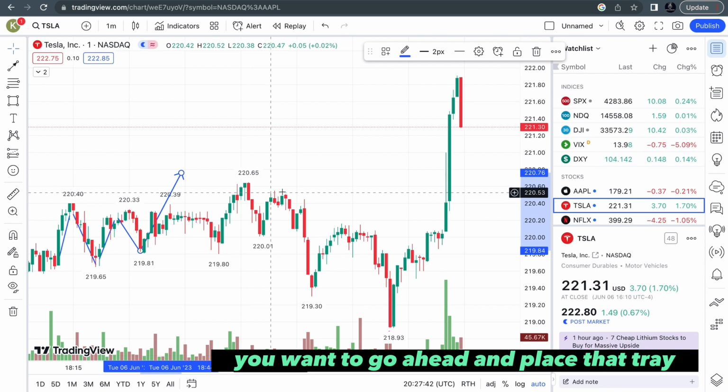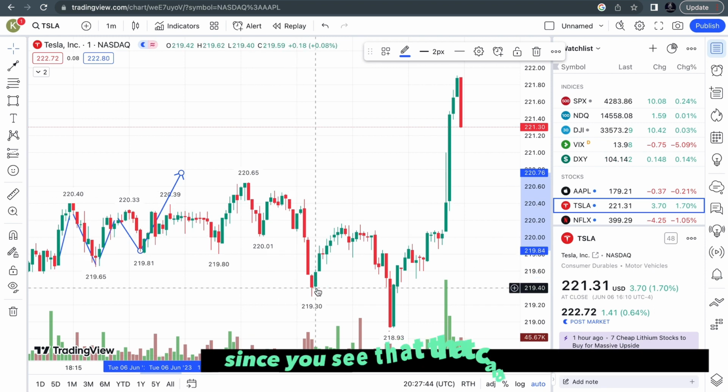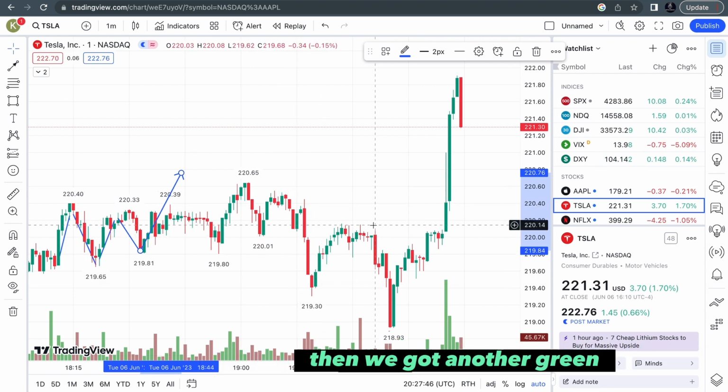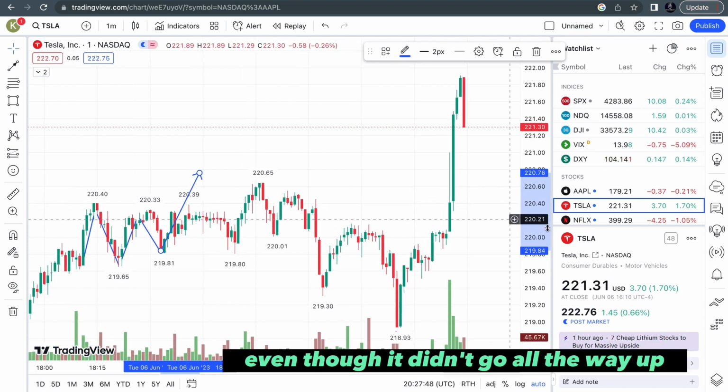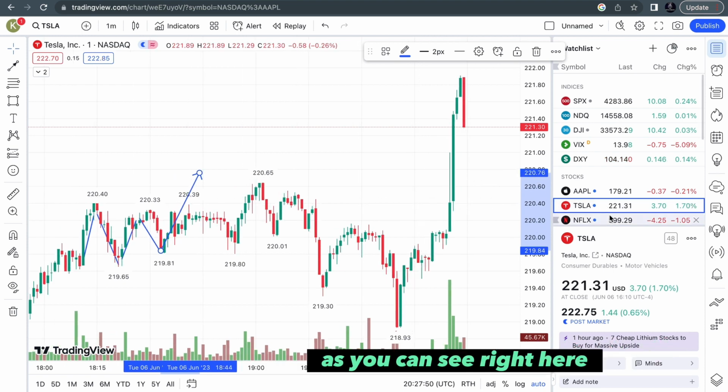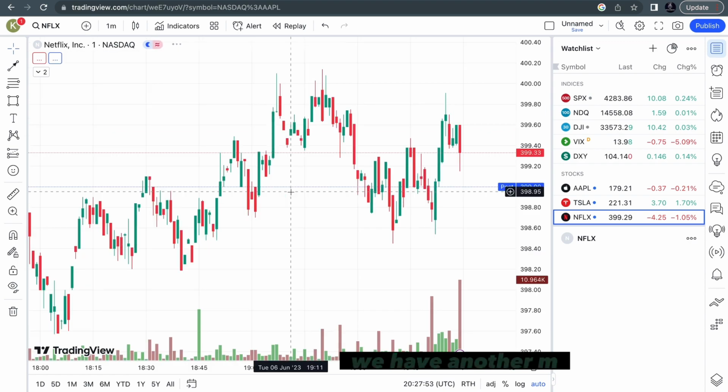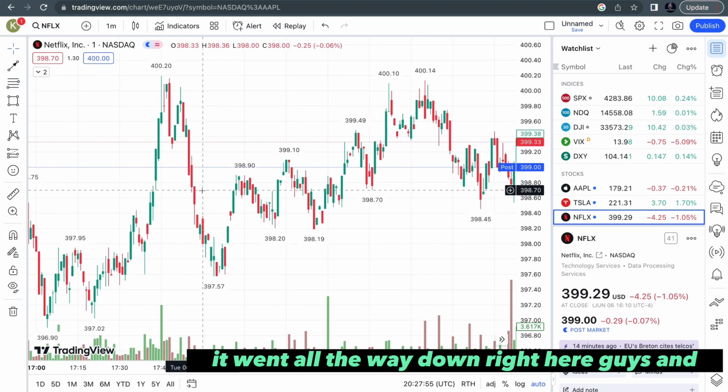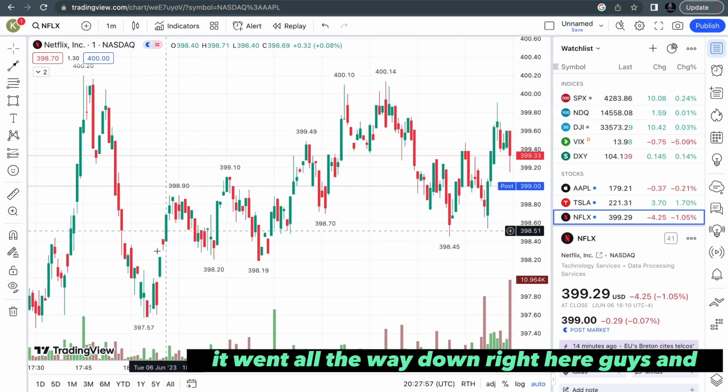You want to go ahead and place that trade for the up direction, since you see that that candlestick is green, then we got another green. Even though it didn't go all the way up, but as you can see right here, we have another M, and then you see it went all the way down right here, guys.